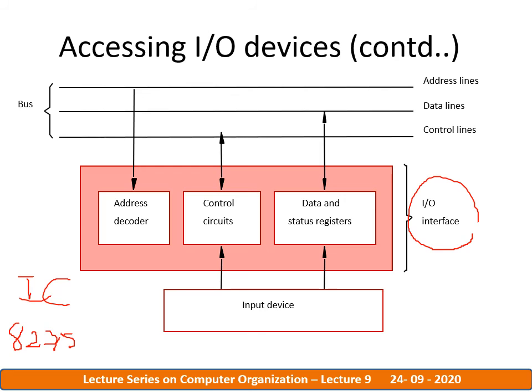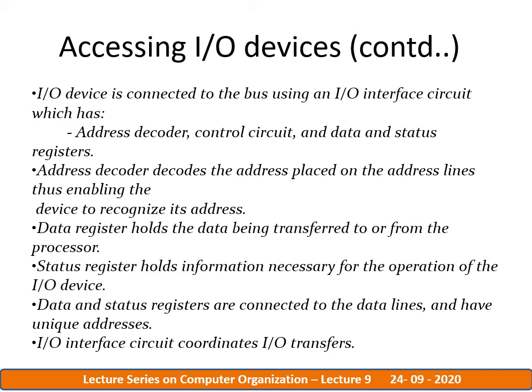To cater to the different needs of I/O operation, three mechanisms have been developed for interfacing input-output devices. The mechanisms are program-controlled I/O, interrupt I/O, and direct memory access.